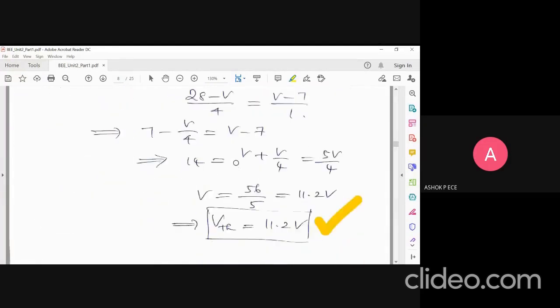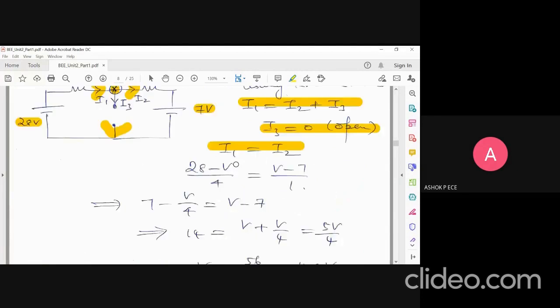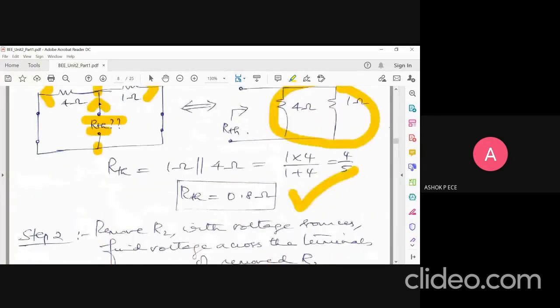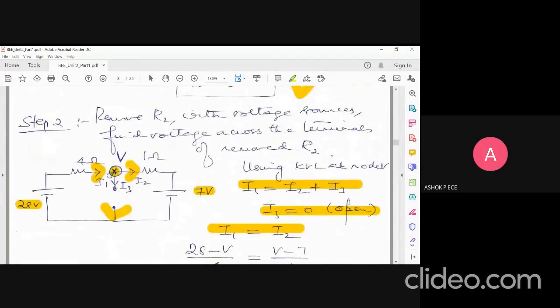Anybody else having doubts about the VTH computation, how to find VTH? VTH, you are going to find across the removed terminal. So whatever terminals you have removed in the previous diagram for computing RTH, across those 2 points you are going to find VTH, including your voltage source. If you have short circuited your voltage source, add it back. If you have opened your current source, please add them back. So add all the sources back and find VTH across the removed component.